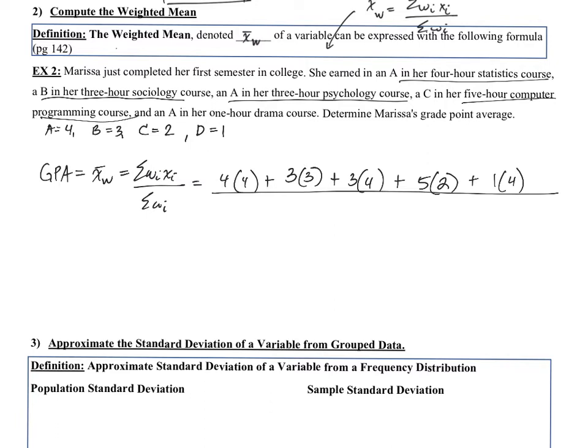Oh, sorry, let me write that down here. Forgot that in the definition. w sub i is the weight, and x sub i is the value of the ith position. That is important in the formula. Sorry, I forgot to mention that earlier. So we're looking at the weight. So once again, we multiplied the weight by the value.